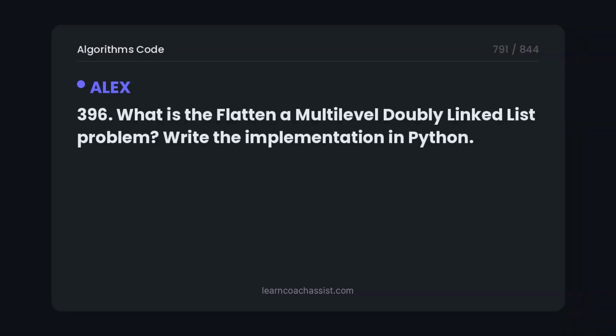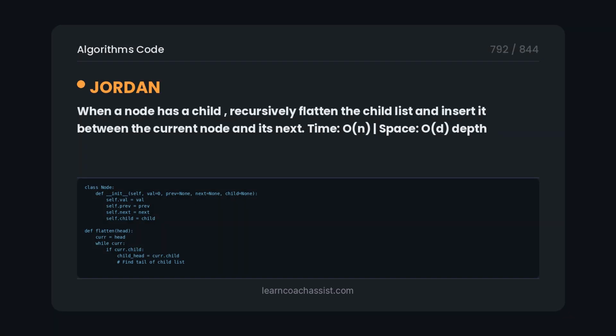396. What is the flatten multilevel doubly linked list problem? Write the implementation in Python. When a node has a child, recursively flatten the child list and insert it between the current node and its next. Time O(n), space O(d) depth.